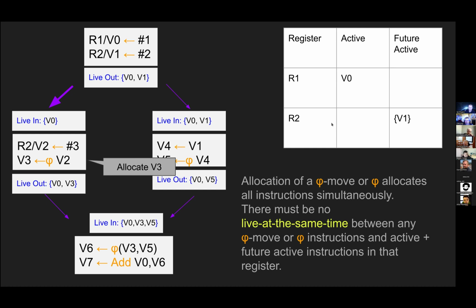What is the test? Okay, so the test is V3 live at the same time as V1? Okay, and I can look. So V1 isn't defined in the same basic block. It's not live in, it's not live out of the basic block. So it's pretty easy just using the liveness from the ins and outs to tell whether V1 is in there.